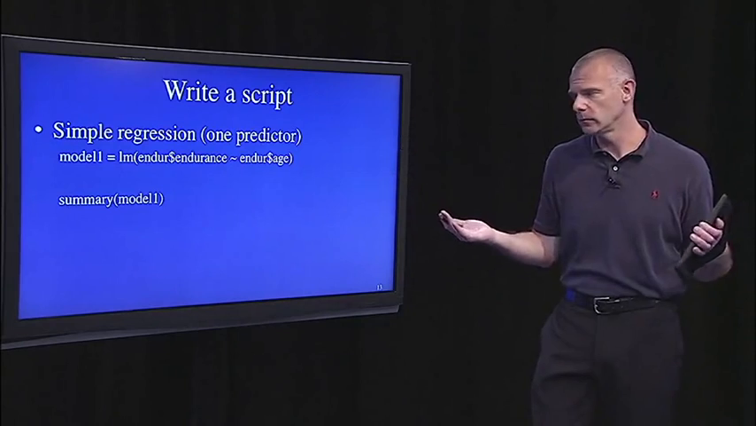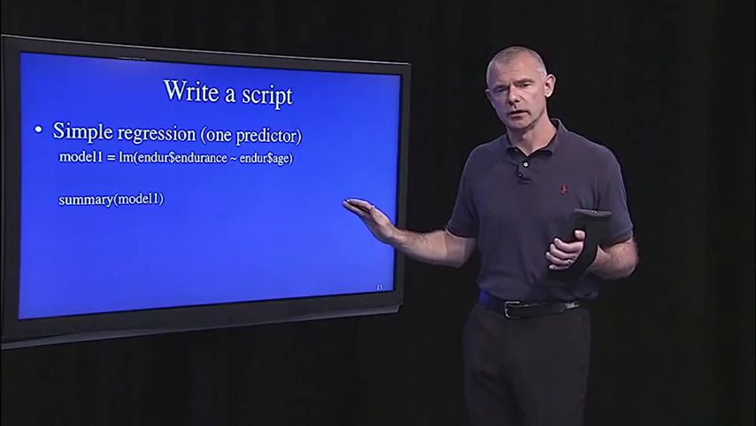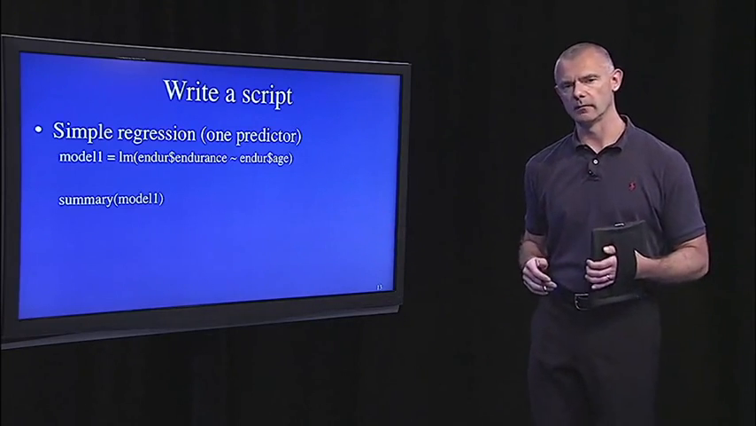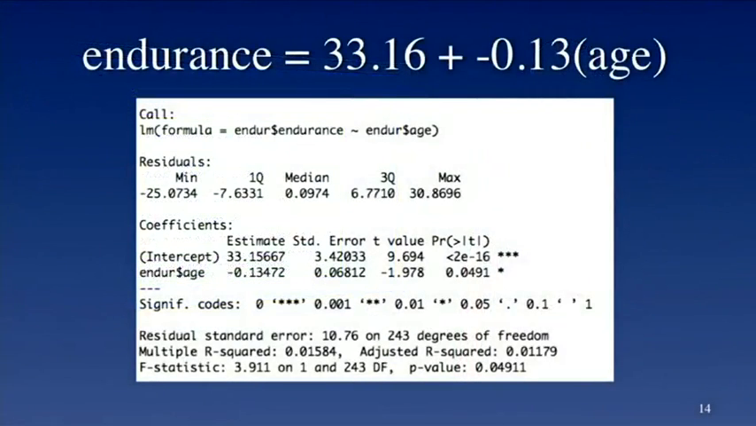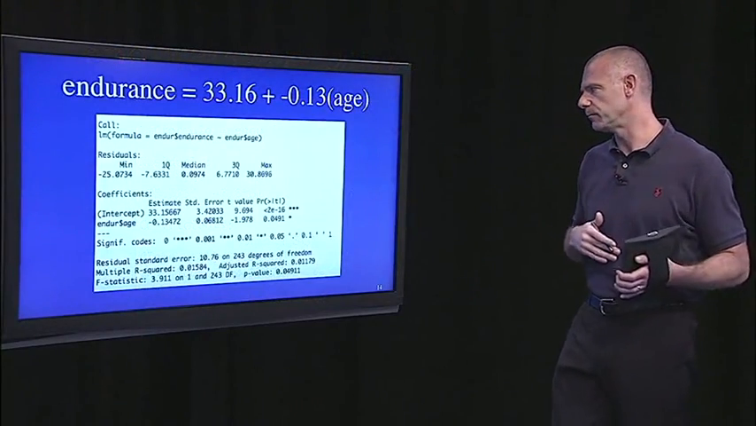I came up with that name, model1. It could be anything. Then I use the summary function in R to print the results of that regression analysis. Here's the output. At the top of this slide I'm showing you the actual regression equation: y equals the regression constant, b0, plus the regression coefficient for the predictor, b1, times x1. x1 in this case was age. So 33.16 is just the intercept in this analysis, and negative 0.13 is the slope of the line relating age to endurance. Remember, it was negative and it wasn't very steep.